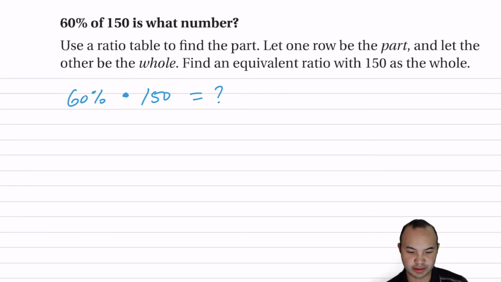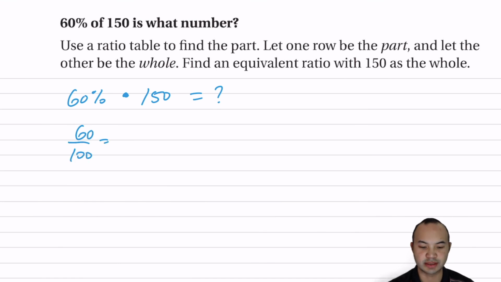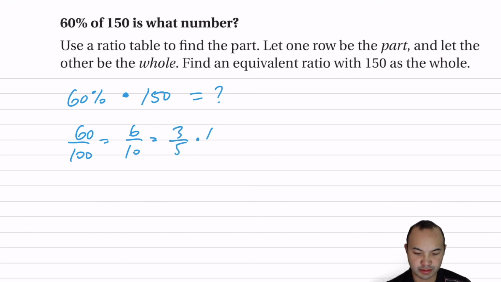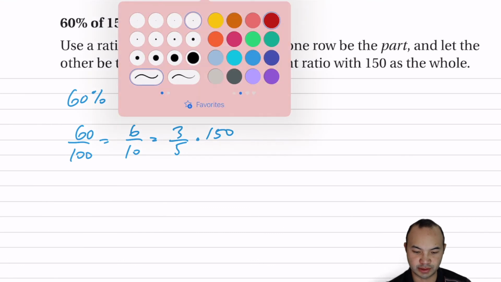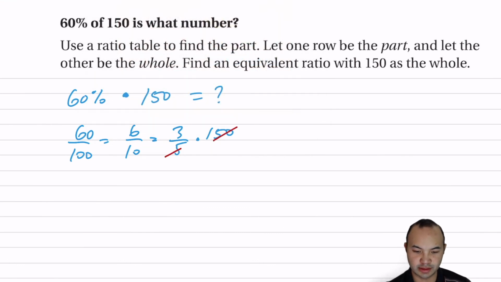Another way you could have done this is to make it into a fraction as well. So make 60 into a fraction. 60 is 60 over 100, which is the same thing as 6 over 10, which is the same thing as 3 over 5. You can do that times 150. And then now you can cross cancel the 5 and the 150. So this is going to be a 1, and this is going to be a 30. And 3 times 30 is going to be 90.